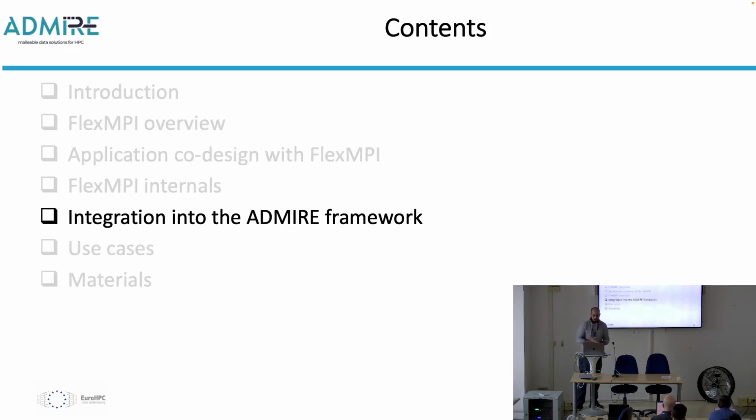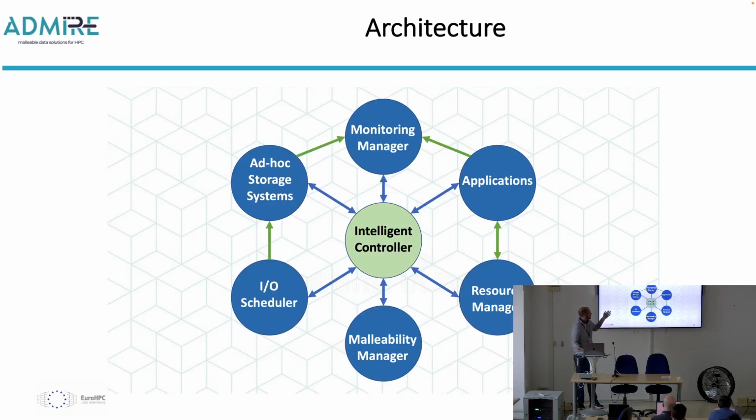As I have said, FlexMPI provides malleability features to the applications, and it's an important topic for that matter. So this is the architecture. Jesus has described it better than me in the previous talk, so I'm going to focus on the fact that FlexMPI contributes to some of these components, but today we are focused on the application side.